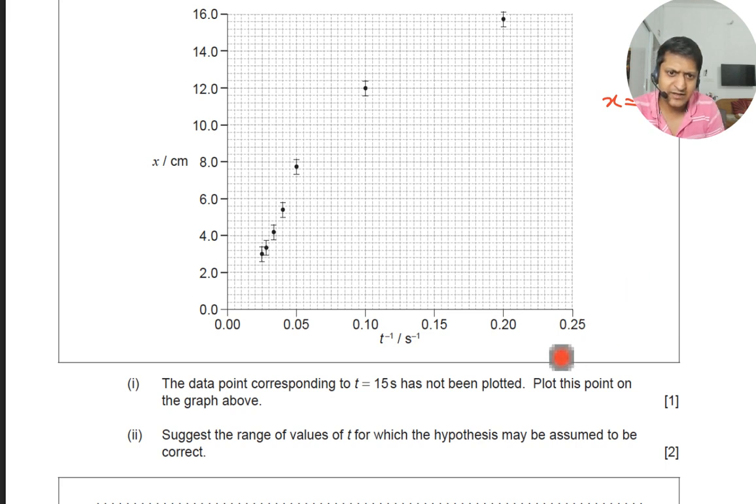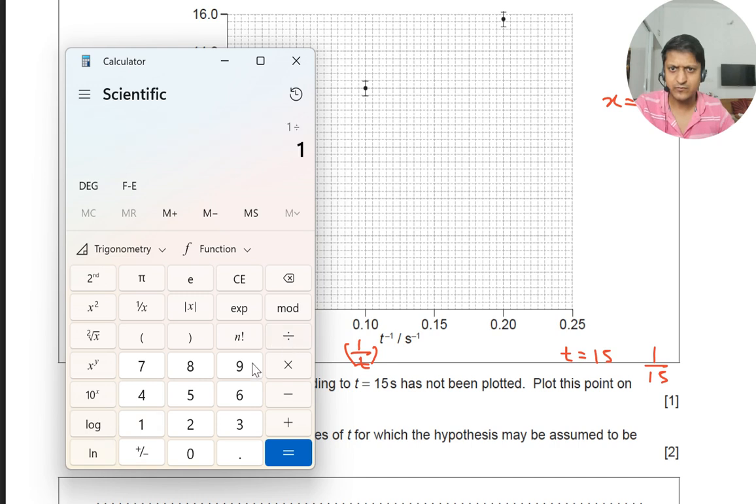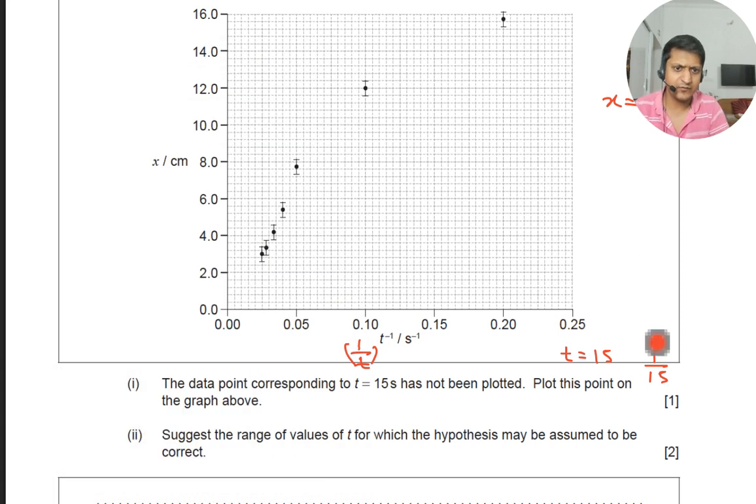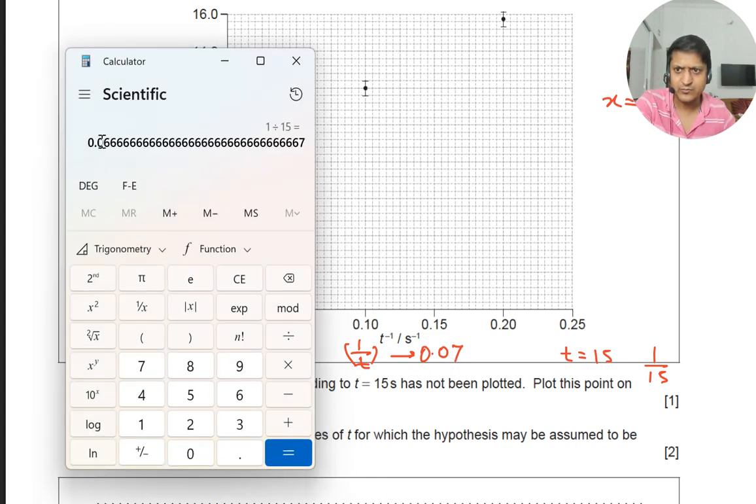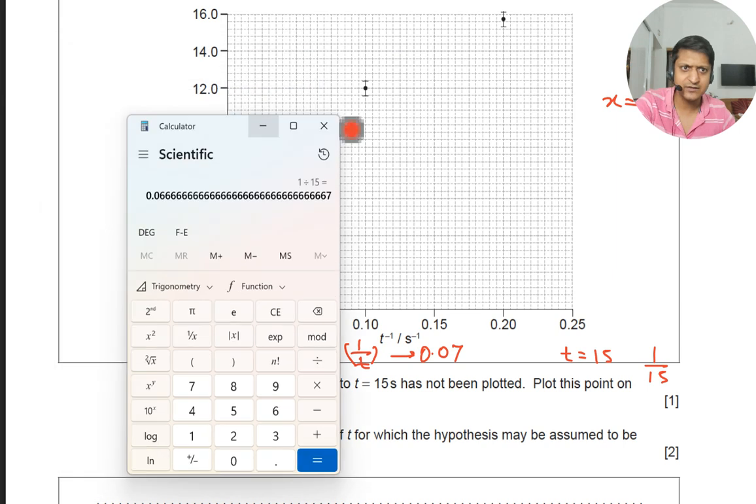So when t is equal to 15, what is the value of 1 by 15? Because on this x-axis it is 1 by t. So let's do it. We will do 1 divided by 15. It is 0.0666 and 7. So we can take it as 0.07 as a round off. Okay, just check again. It is 0.0667, so we will take the rounded digit.